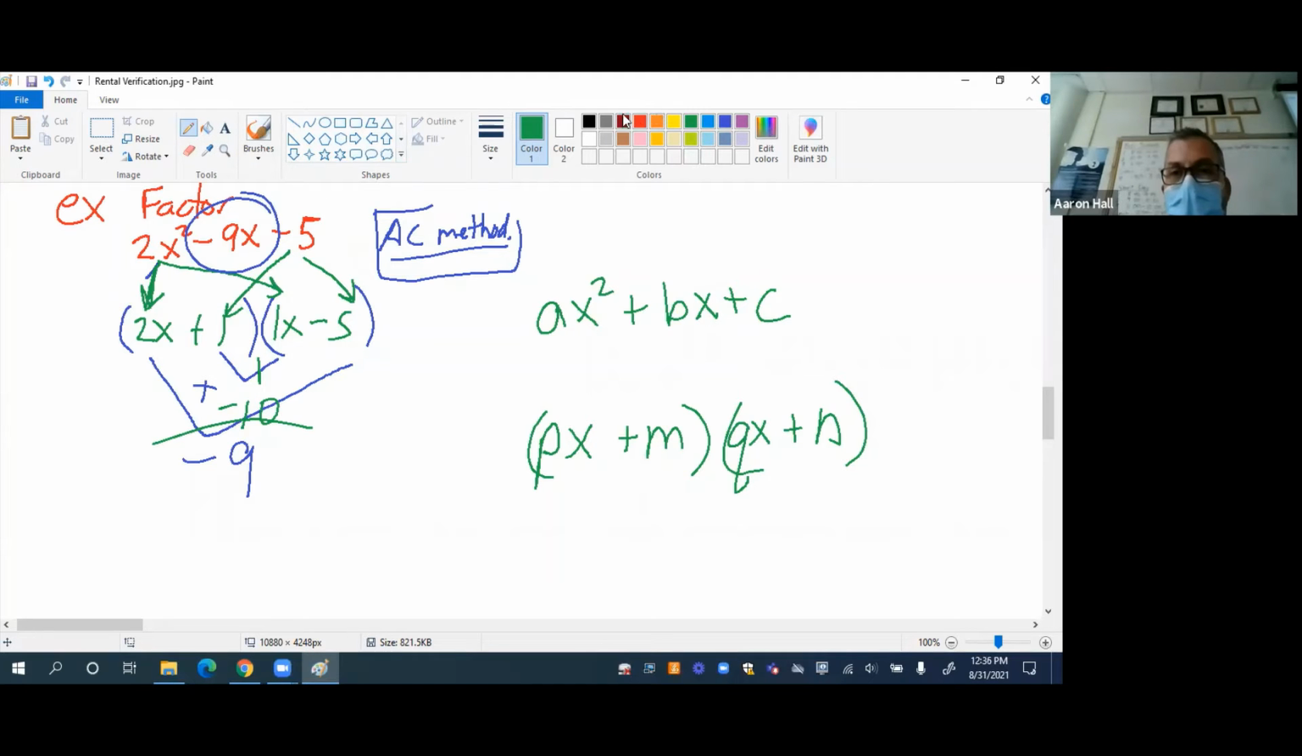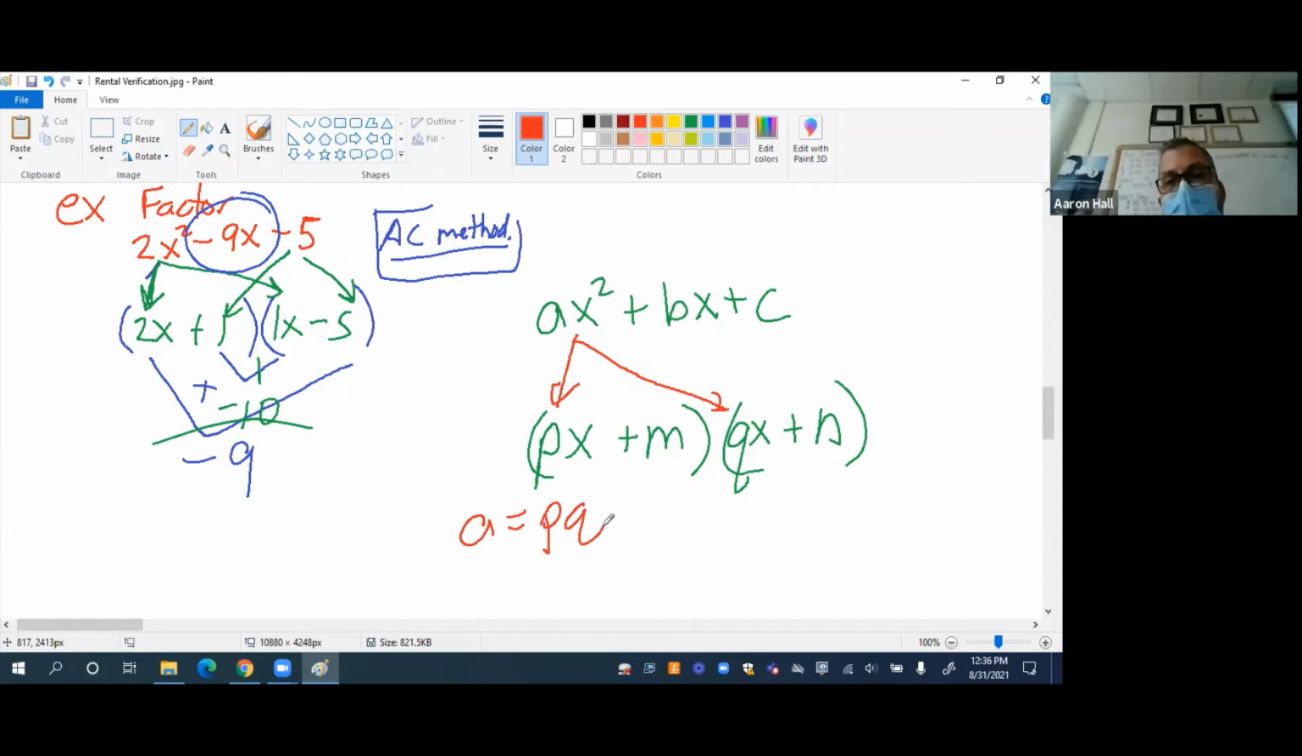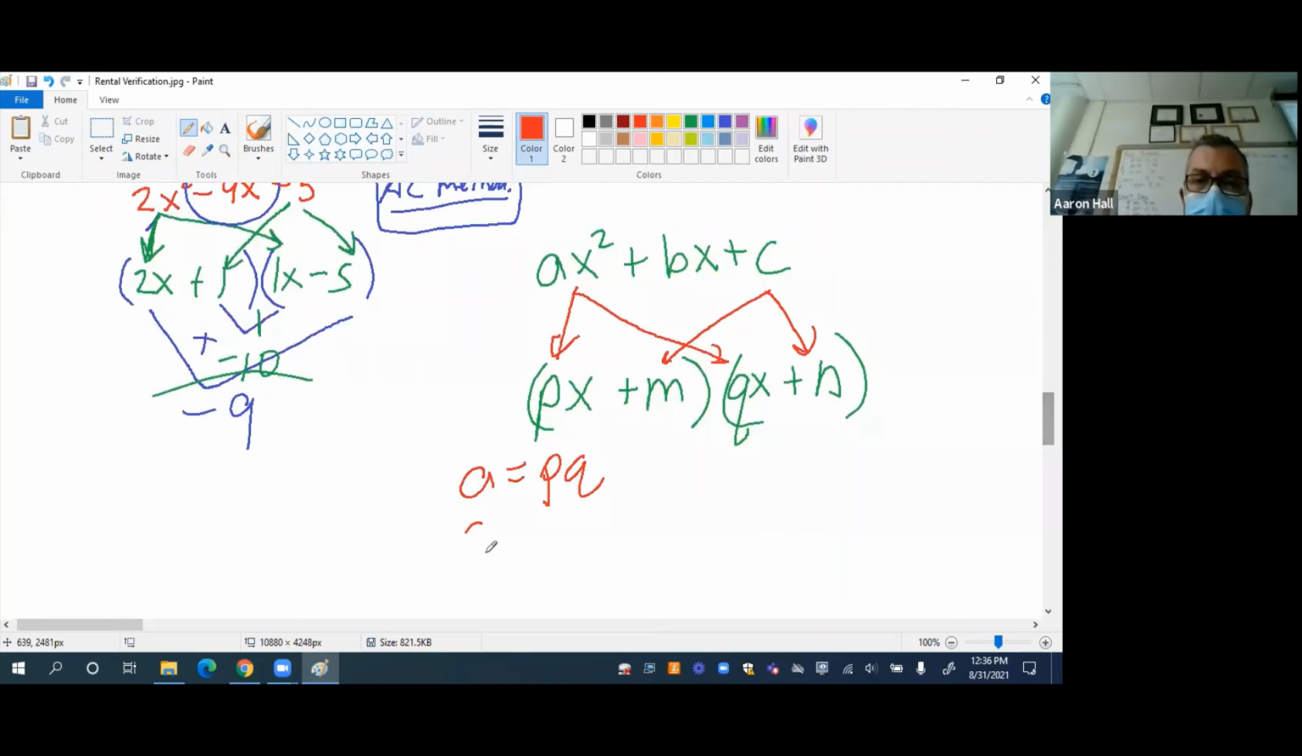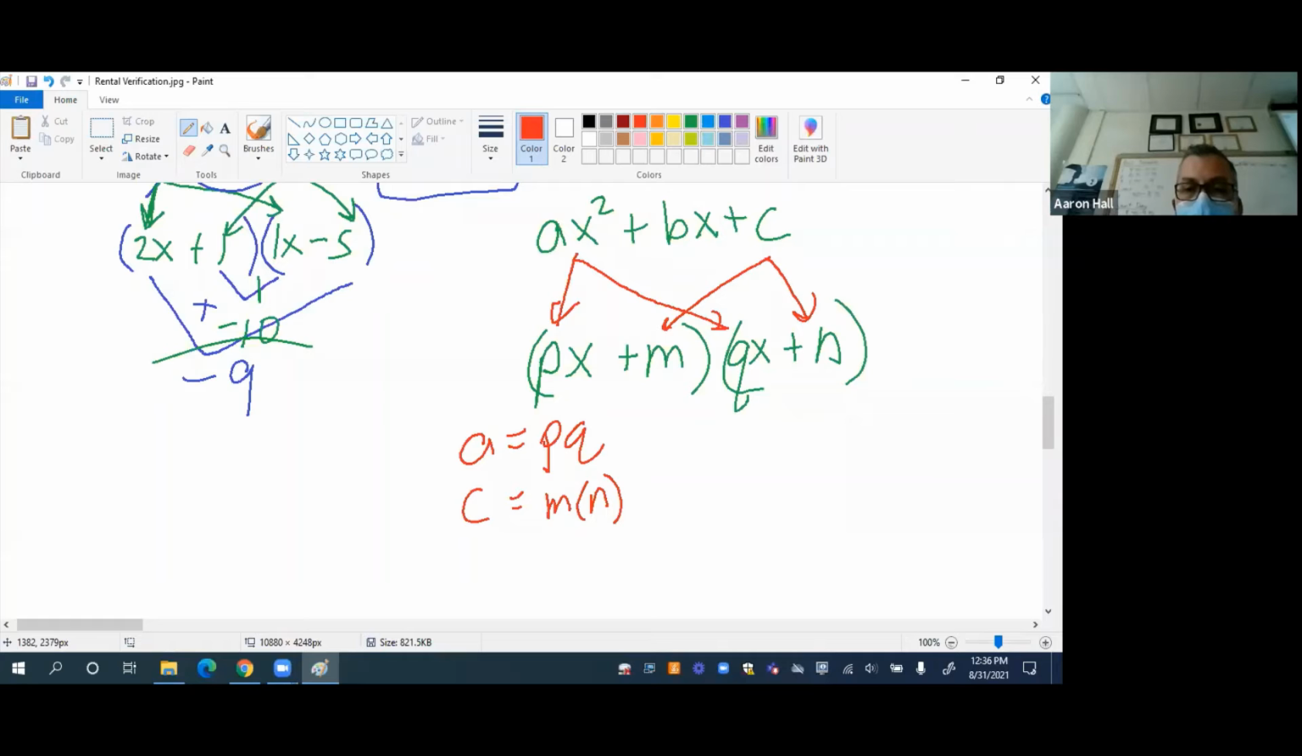Thank you. So I'm trying to think of numbers P and Q such that A equals P times Q. And I'm also trying to think of another pair where C equals M times N, so that P times N plus M times Q equals B. There's our formula.